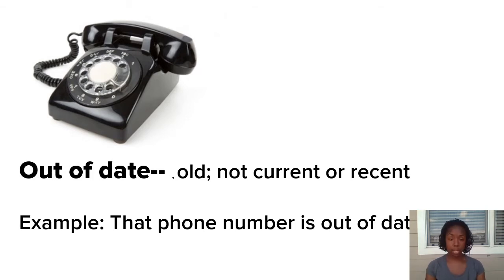Out of date. Out of date is an expression. It means old, it means not current, or it means it's not recent. Okay, for example, I would say that phone number is out of date.